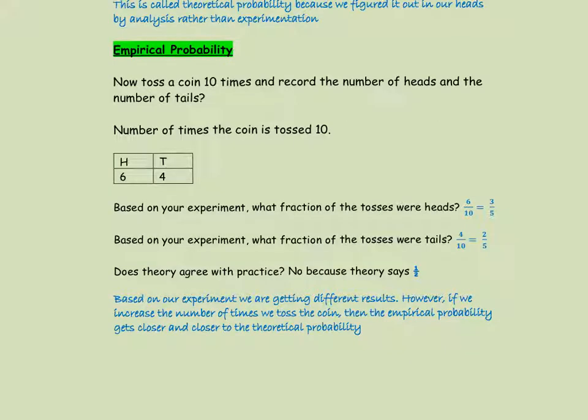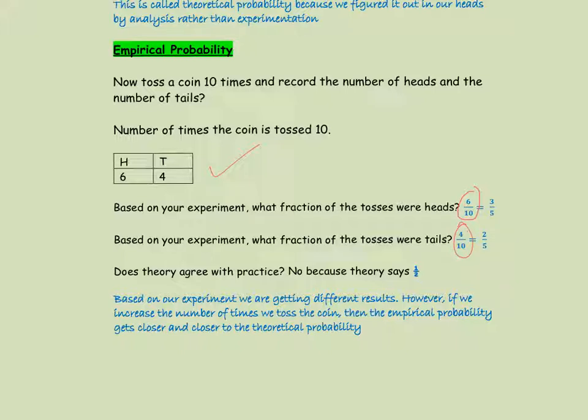Now we'll try to figure out the probability of getting heads or the probability of getting tails when tossing a coin by actually doing an experiment. We'll toss a coin 10 times and record the number of heads and number of tails. So I did this experiment, and let's say I got these numbers, 6 heads and 4 tails. So based on this experiment, my probability of getting heads is 6 out of 10, which is 3/5, and the probability of getting tails is 4 out of 10, which is 2/5.